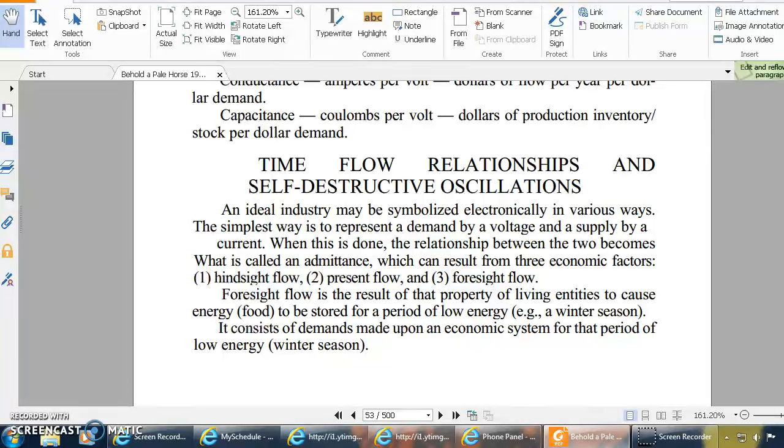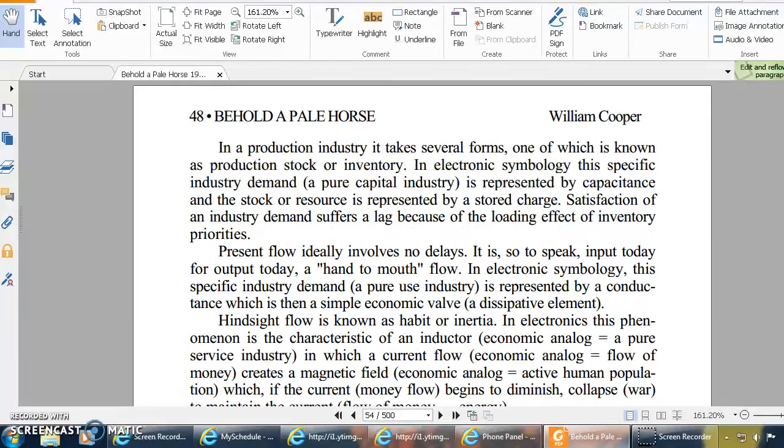Foresight flow is a result of that property of living entities to cause energy, food, to be stored for a period of low energy, e.g. a winter season. It consists of demands made upon an economic system for that period of low energy. It says in parentheses, winter season.